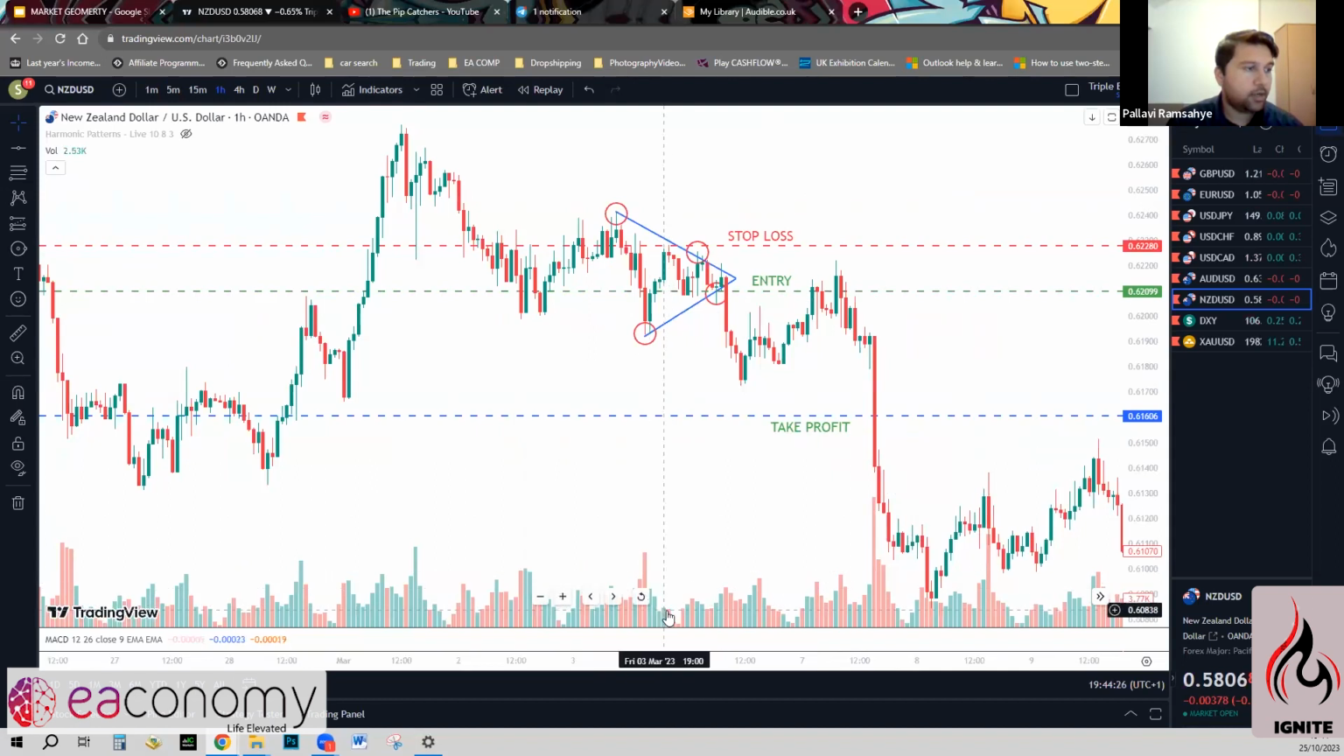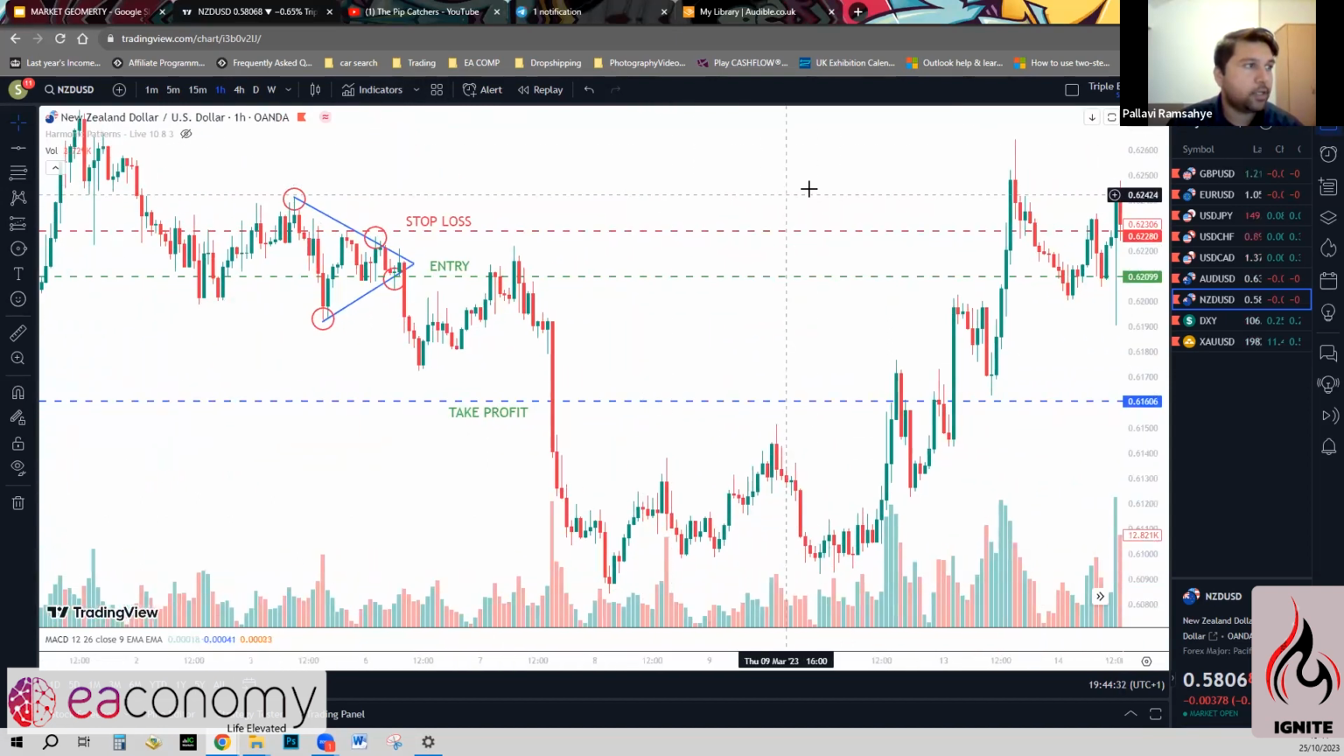Perfect. So you do have that decrease in volume here, and then it does increase as we come to that break. Let's try and look for another one.